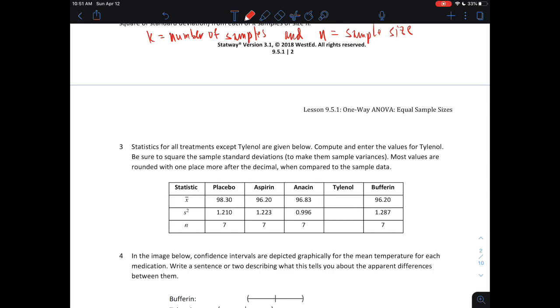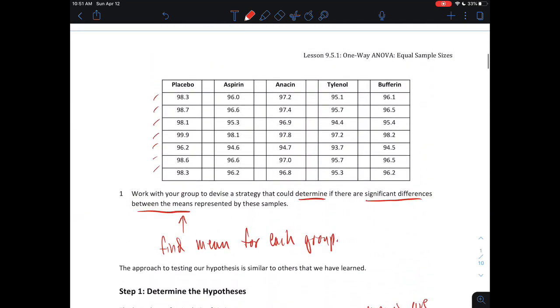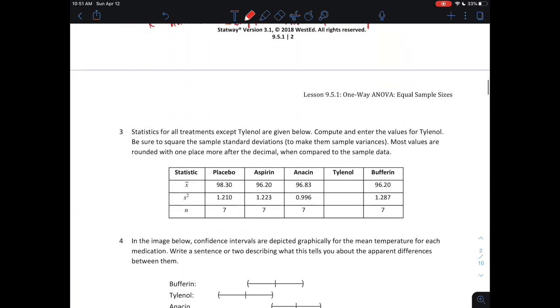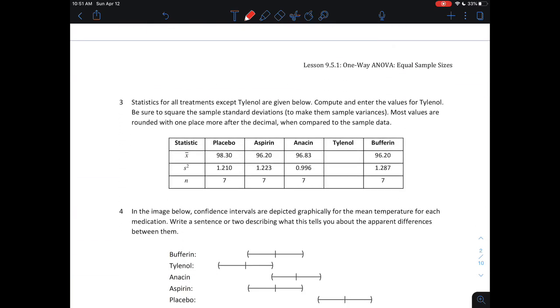So if you go back to the previous page, you can see that your sample data is rounded to the first decimal place, whereas if you look at what they've written in these columns, the mean for placebo has 2 decimal places. The mean for aspirin, anisin, and bufferin all have 2 decimal places. And then we have S squared, that's the sample standard deviation squared, that gives us variance. And then you can also see the last row, n. Notice that 7 is the sample size for each of those. So we do know that for Tylenol there are 7 in that sample.